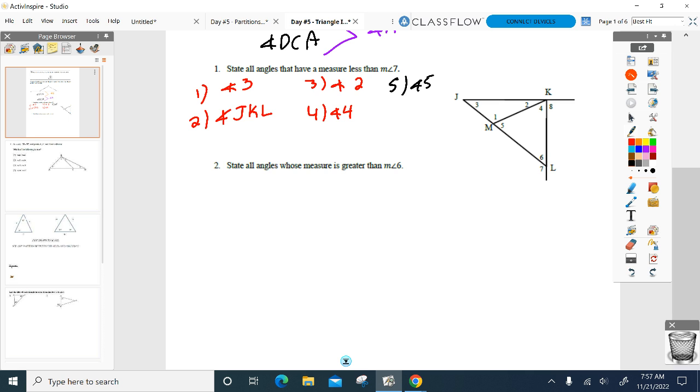Angle 6 is an angle in what triangle? And by the way, I have 2 answers here. I found 2 angles that are bigger than 6. And I'm hoping you give me an exterior angle. So find a triangle that angle 6 is contained in, and see if you can find an exterior angle for that one. Angle 8.